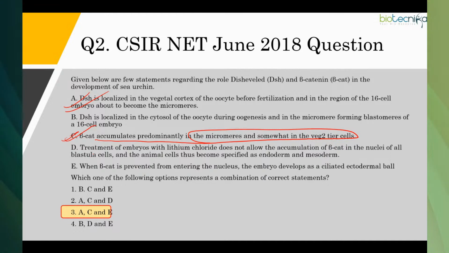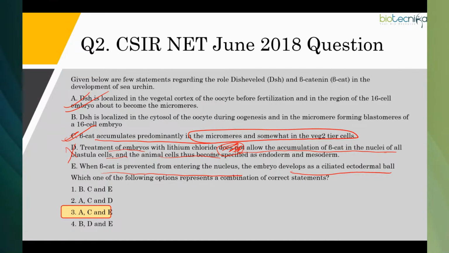Anyway, C was correct. Treatment of embryo with lithium chloride does not allow accumulation of beta catenin. It's not that it does not allow. It does allow. It allows the accumulation in nuclei of all blastula cells, because of which animal cells also become specified as endoderm and mesoderm. So that's why this is not correct, because it will allow. And when beta catenin is prevented from entering, the entire embryo will not have mesoderm and endoderm, because beta catenin cannot enter the nucleus. In that case, it will become a ciliated ectodermal ball.